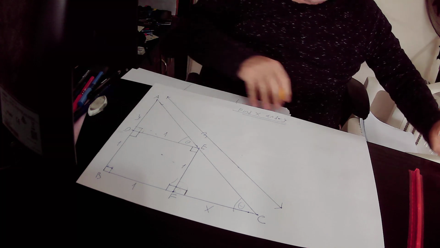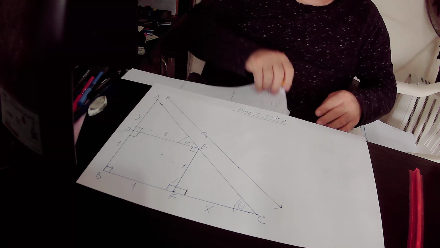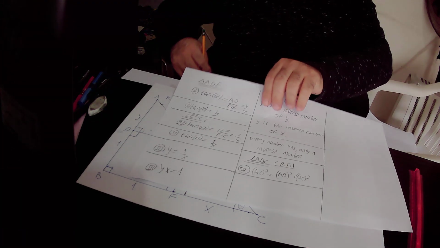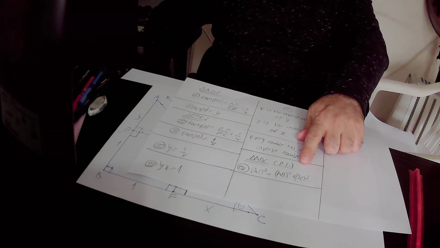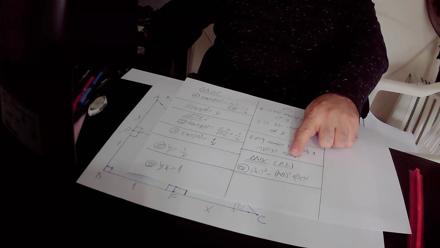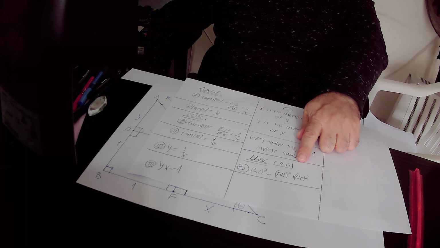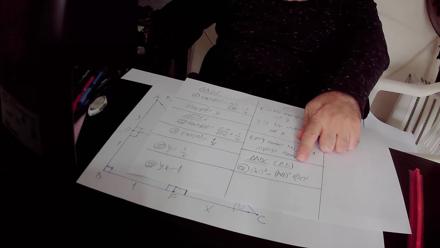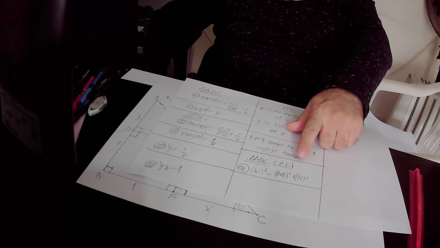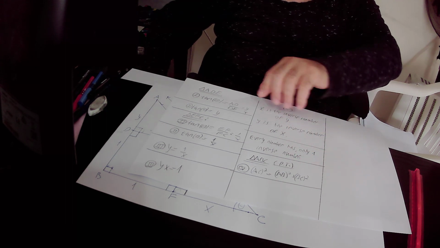So I repeat again, in the right triangle ABC, according to the Pythagoras theorem, the letters PT are the abbreviation for Pythagoras theorem. So according to the Pythagoras theorem, the square of the hypotenuse equals the sum of the squares of the perpendiculars, that is to say AC squared equals AB squared plus BC squared.